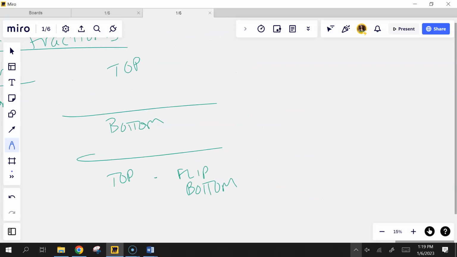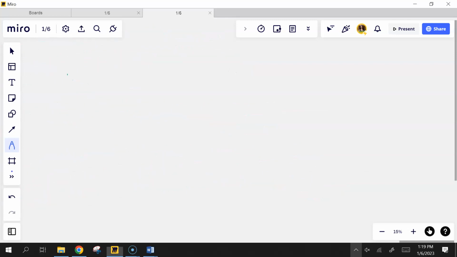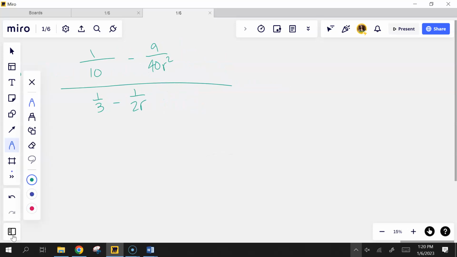So look at number 13, which gives you more practice with the addition, subtraction. But these tend to be not as complicated on the addition and subtraction because they're complex fractions and there's 2 layers of them. 1/3 minus 1 over 2r. So this looks quite intimidating, right? You look at this and go, oh my gosh. But take it apart. Let's look at the top. Just the top. The top is 1/10 minus 9 over 40r squared.